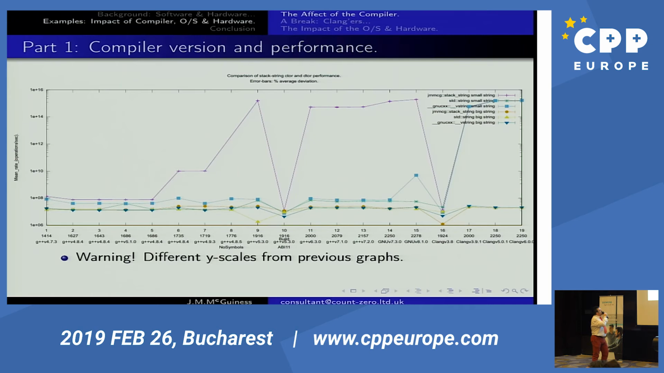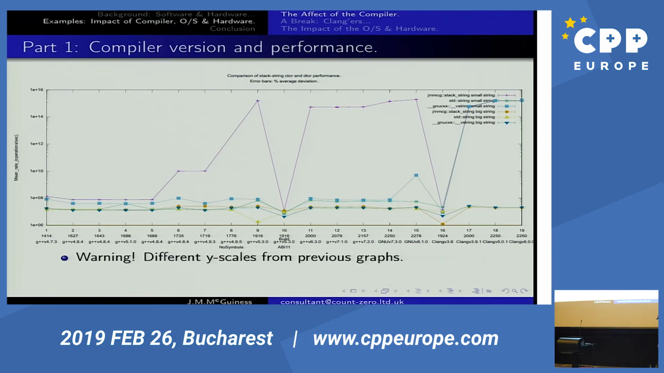Okay. Compiler versions and performance. Here you can see GCC from 4.7.3 up to 8.1. We can see Clang versions from 3.8 to 6. And the various performance differences for my small string optimized string, standard string, and we can see the ABI changes here. And there's this thing called GNU CXX vstring, a small string optimized string that existed long before the ABI change for standard string.